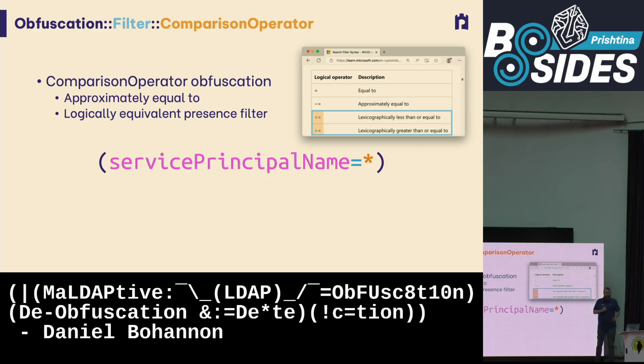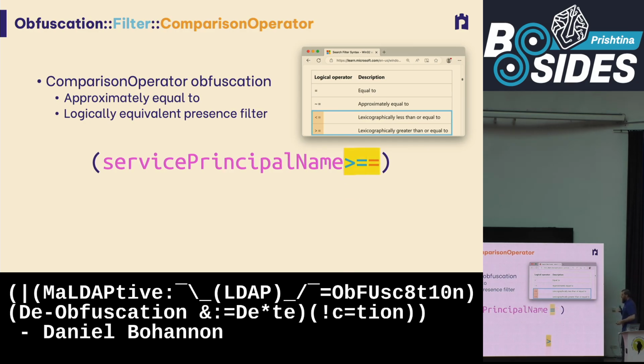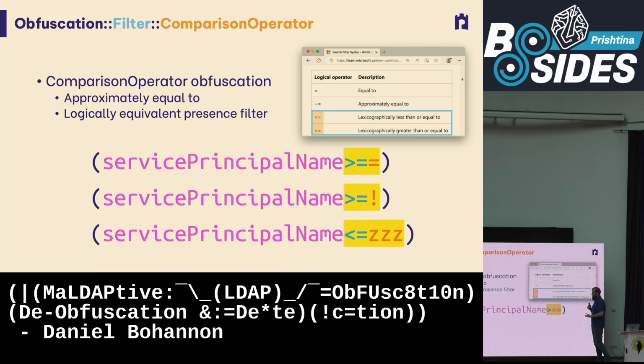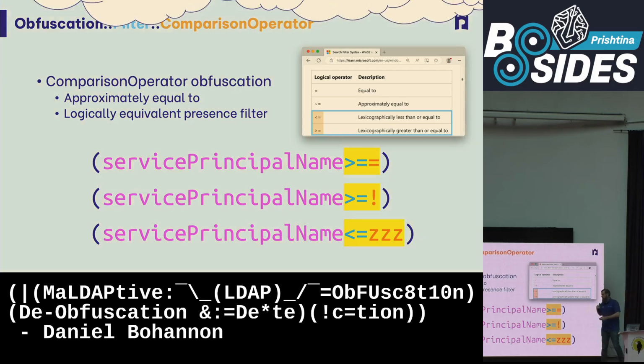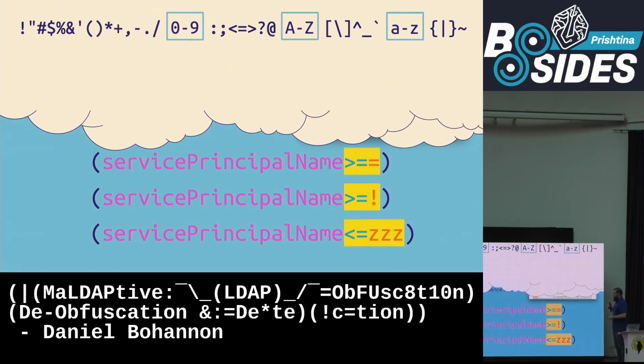So if you have an attack tool that is doing this, what is another way you can logically get the same answer without making it look like this presence filter? Well, we could say, instead of equals to wildcard, greater than or equal to the equal sign, or greater than equal to exclamation point, or less than ZZZ. We're ultimately treating the value as a string and saying, are you greater than something way over here or less than something way over here? And what's really nice about that is you can have a lot of flexibility with what the actual values are.